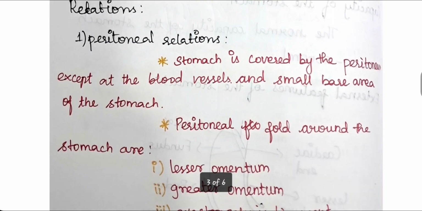Coming to the relations, we have to discuss two types of relations: peritoneal relations and visceral relations. Coming to the peritoneal relations of the stomach, normally the stomach is covered by the peritoneum, except where the blood vessels run around the stomach and the back area of the stomach, which are devoid of peritoneum.